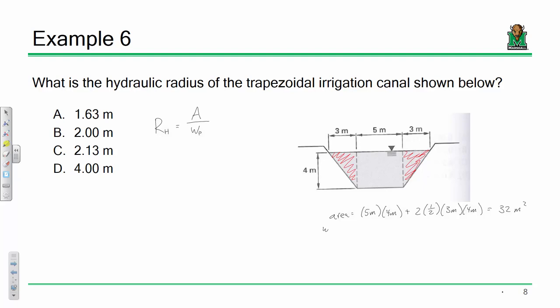Now the wetted perimeter, what is the wetted perimeter? Can anybody eyeball it and tell me what it is? 15. It's 15, right? Because those triangles on the end, those are 3, 4, 5s. This is 5 meters. This is 5 meters. So 3, 4, 5, that's 3 times 5 meters, 15 meters. So this is 32 meters squared over 15 meters. And I'm thinking that's like 2.13.